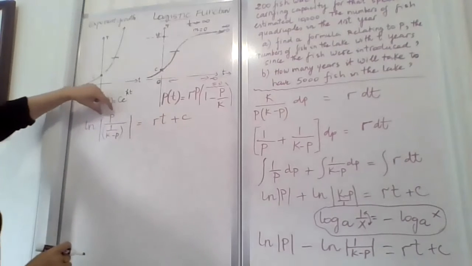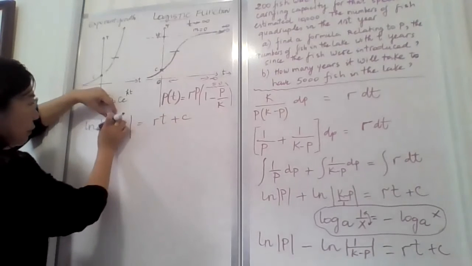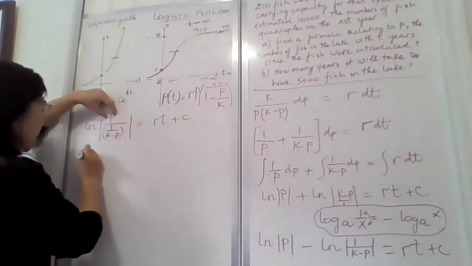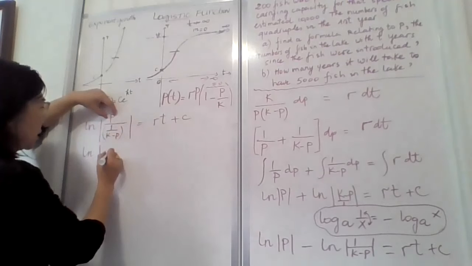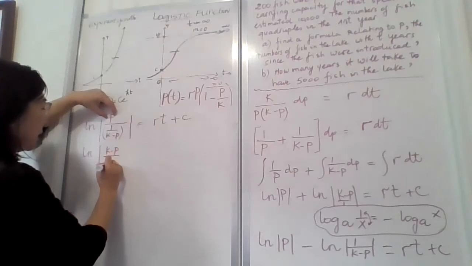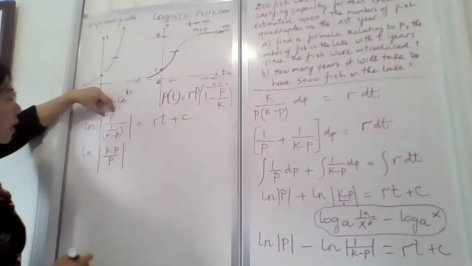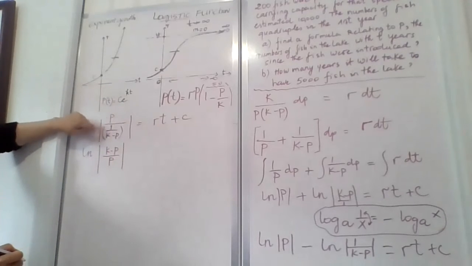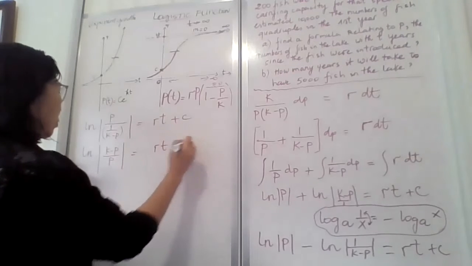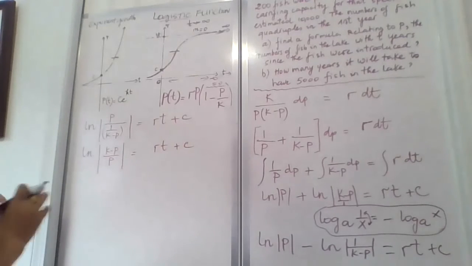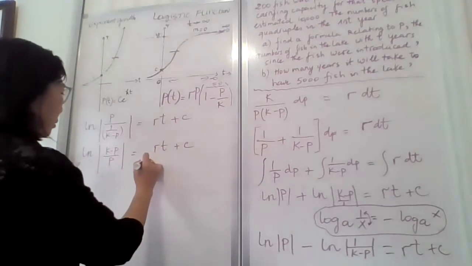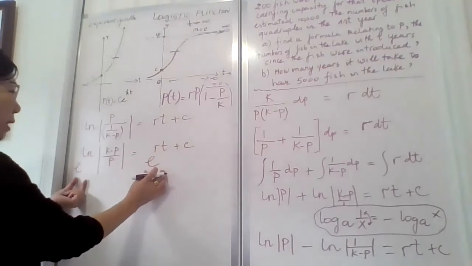Now, because we have a fraction divided by a fraction, right? I can do whatever inside here, outside it's still ln, but inside I can twist it to become k minus p on the top over p at the bottom, right? That's how you divide fractions, right? The inverse fraction equals rt plus c, nothing changes. So now at this point, I'm going to raise e to both sides. Okay, I'm going to raise the base e on both sides.